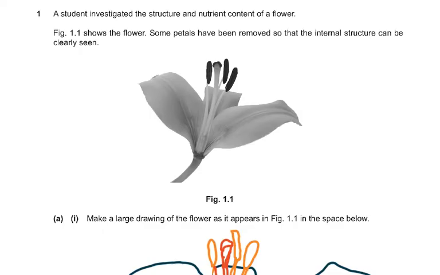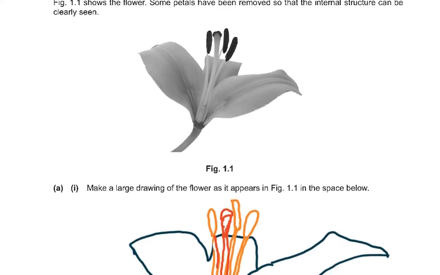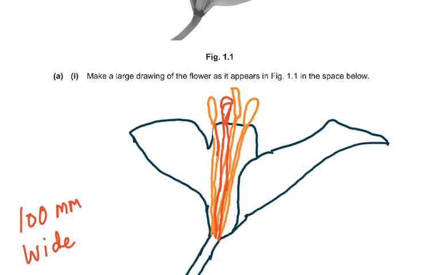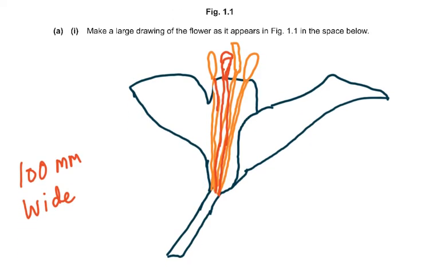A student investigated the structure and nutrient content of a flower. Figure 1.1 shows the flower. Some petals have been removed so that the internal structure can be clearly seen. Make a large drawing of the flower as it appears in figure 1.1 in the space below. Now, I've tried to do it, might not be a very good drawing, I'm sorry. There are 5 marks for this drawing.